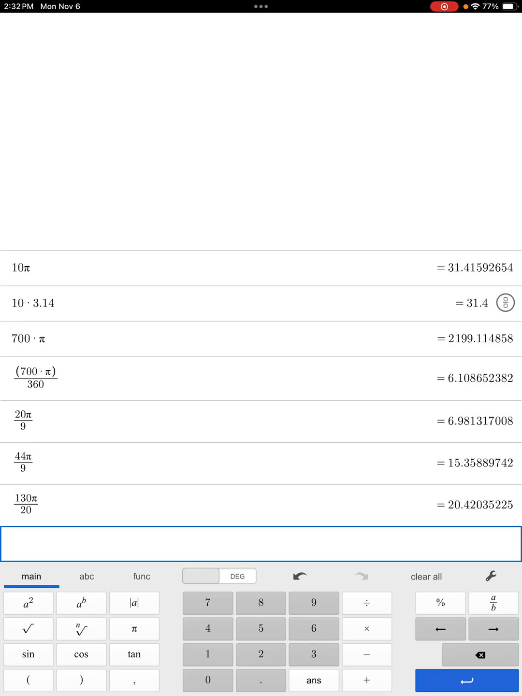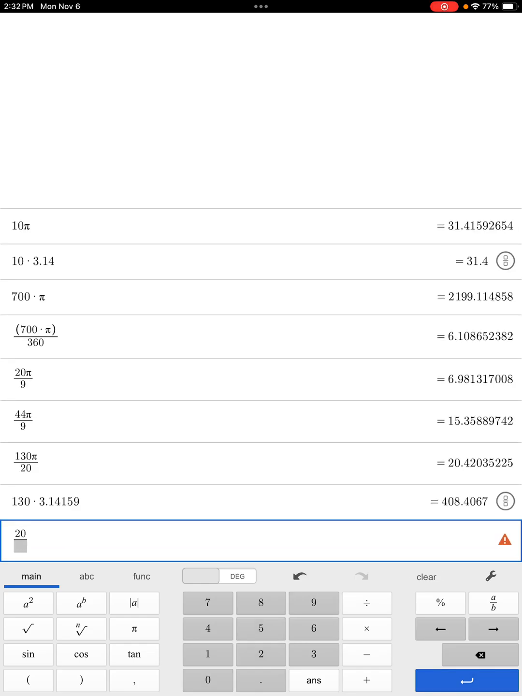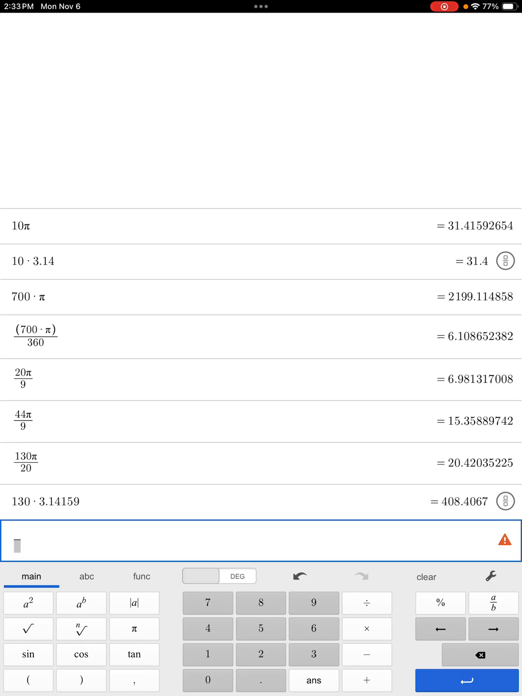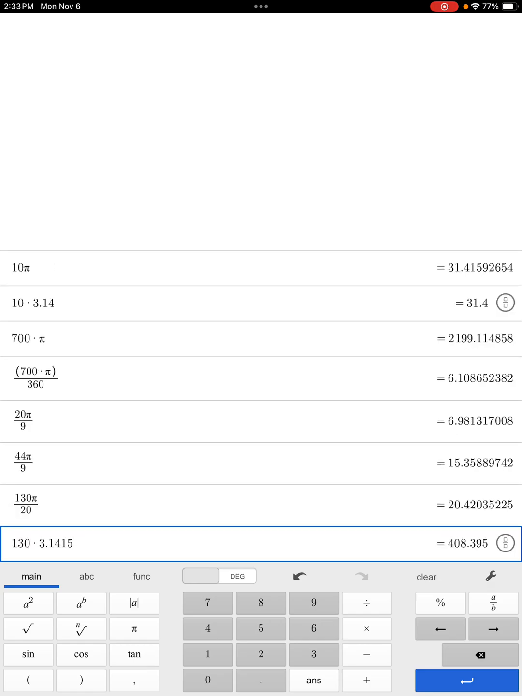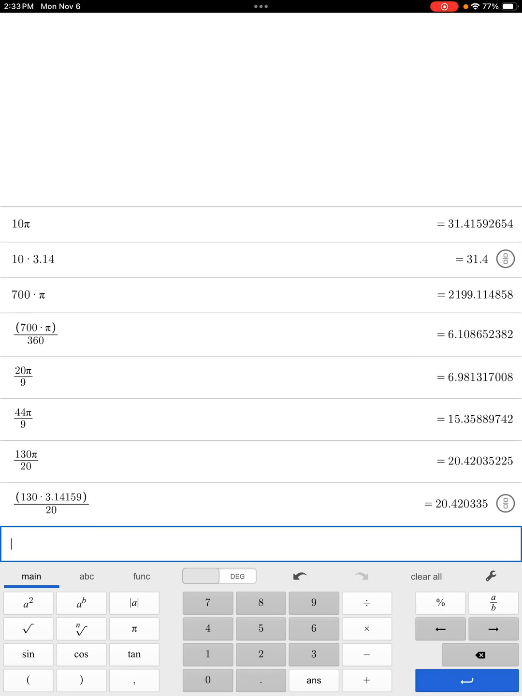20.42. Say I wanted to use a different number for pi. 130 times 3.14159. Okay, now I'm going to divide it by 20. All right, let me close that. And then I'm going to divide it by 20. Guess what? We got basically the same answer, 20.42.